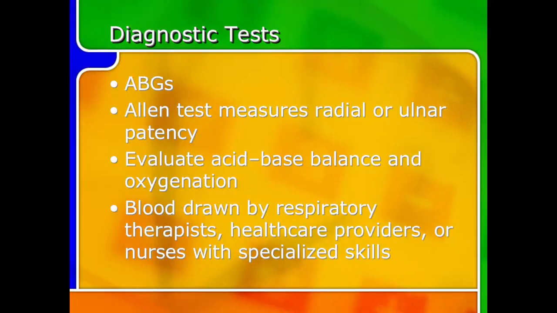Diagnostic test, ABGs are going to be done. An Allen's test should be done before ABGs are drawn, and this measures radial and ulnar patency. And I've got some pictures I'll show you here in just a second how to do that. You want to evaluate acid-base balance and oxygenation.